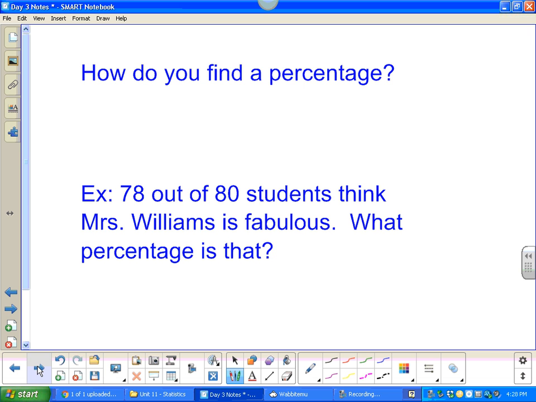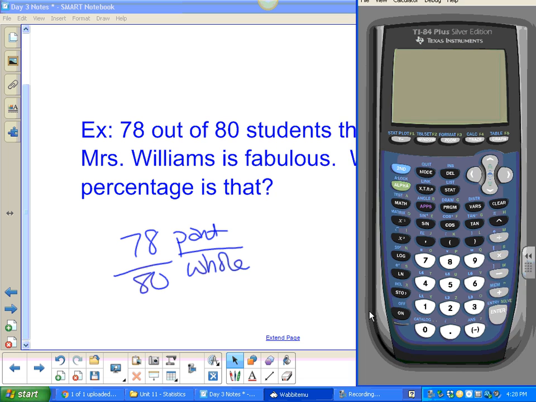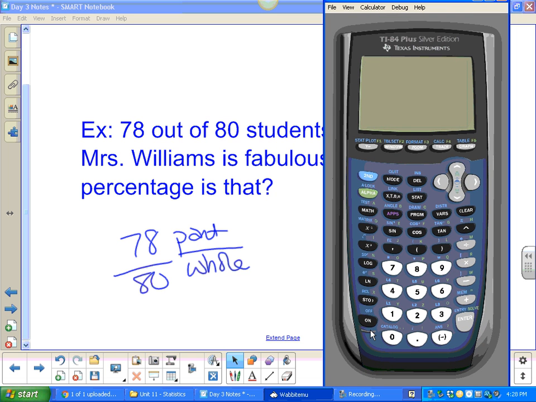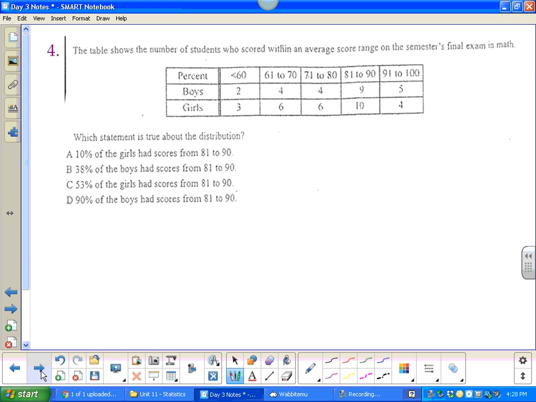Okay, how do you find a percentage? Just to review. So it says 78 out of 80 students think that Miss Williams is fabulous. What percent is that? Well, it's always part over whole. So 78 out of 80. And then you take your calculator and you just do 78 divided by 80. Hit enter and then scoot your decimal over twice. So 97.5%. So just remember it's the part over the whole.